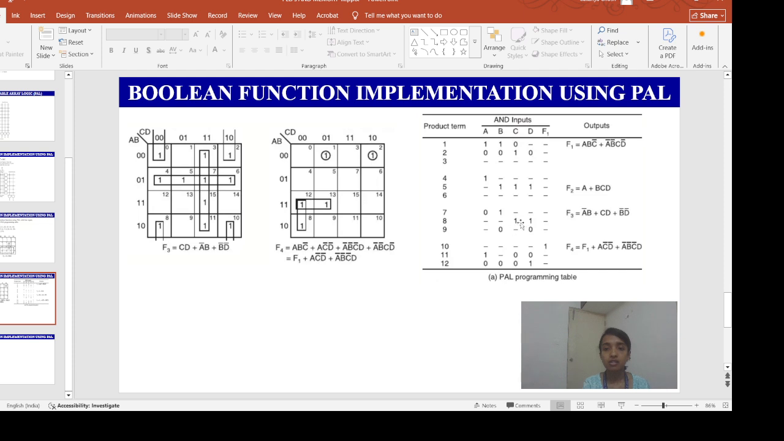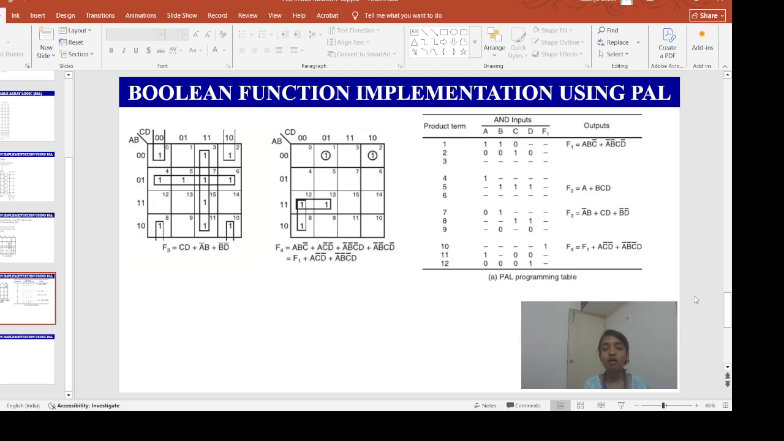Then for F3, CD, for C and D, we have to write 1 in those places. Then A bar B, and then B bar D bar, so for B bar D bar, we will write 0, 0. Similarly for F4, in the place of F1 we will put 1, and then A, C bar, where bar means 0, and A bar B bar C bar. So our PAL programming table is complete.